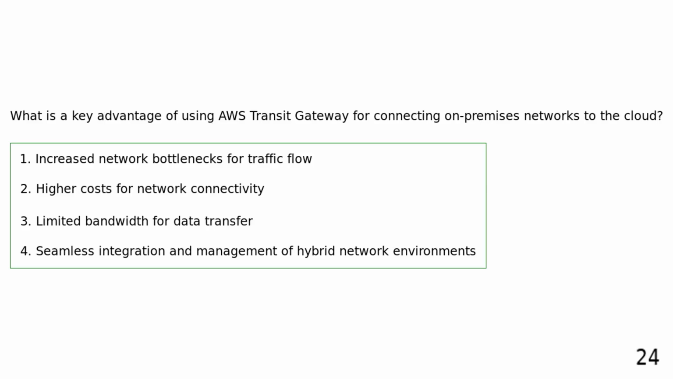What is a key advantage of using AWS Transit Gateway for connecting on-premises networks to the cloud? Increased network bottlenecks for traffic flow. Higher costs for network connectivity. Limited bandwidth for data transfer. Seamless integration and management of hybrid network environments.